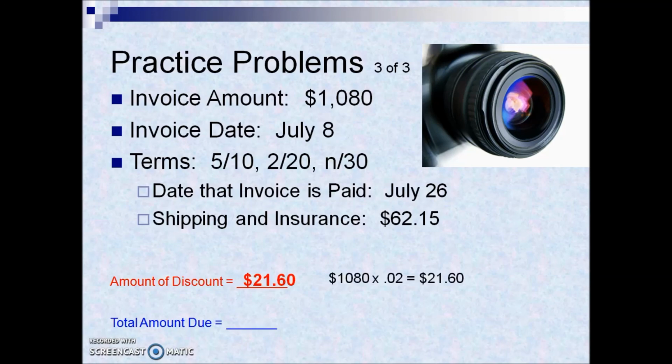So taking 2% of the invoice amount gives us a savings or cash discount of $21.60. To calculate our total amount due, we are taking the invoice amount less the discount we just calculated, plus we have details about shipping and insurance, which we add on to give us that total amount.